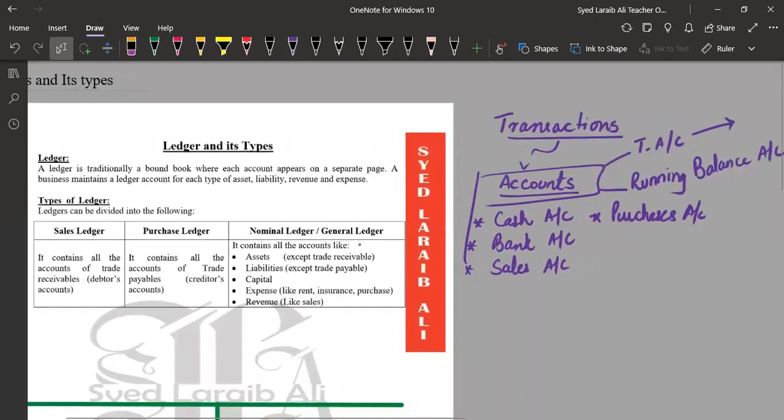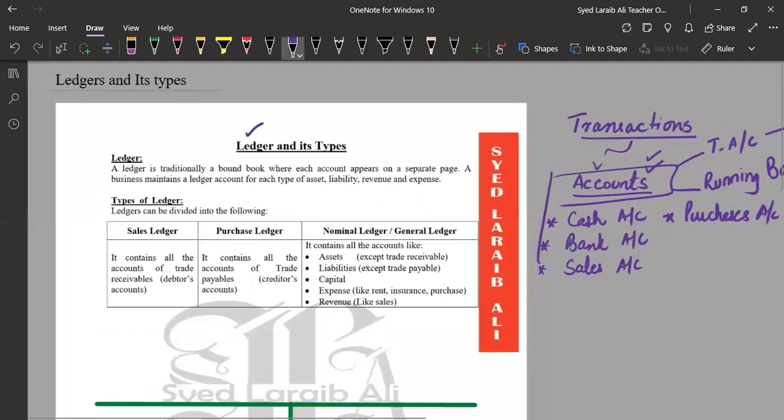So I told you that all these accounts are basically groups of similar transactions. And these accounts must be prepared in a book. These accounts must be prepared in a book. And that book is known as the ledger. So let's talk about today's topic. A ledger is traditionally a bound book where each account appears on a separate page. That means a ledger is basically a book in which all the accounts are maintained on separate pages.